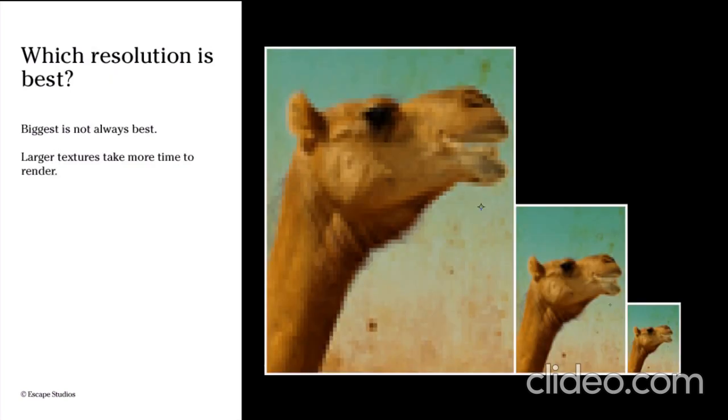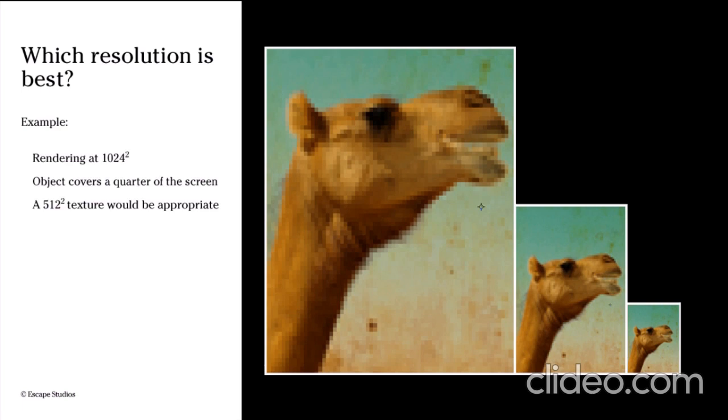Choosing your texture resolution often isn't given enough thought. Biggest isn't always best. Larger textures take more time to render, so some thought is needed. What resolution am I rendering at? In terms of UV space, and therefore texture, how much of my texture is occupying the screen? If I'm rendering at 1024 by 1024 pixels, my geometry is economically UV mapped, and my object covers a quarter of the screen, I can safely assume a 512 by 512 texture would be appropriate.